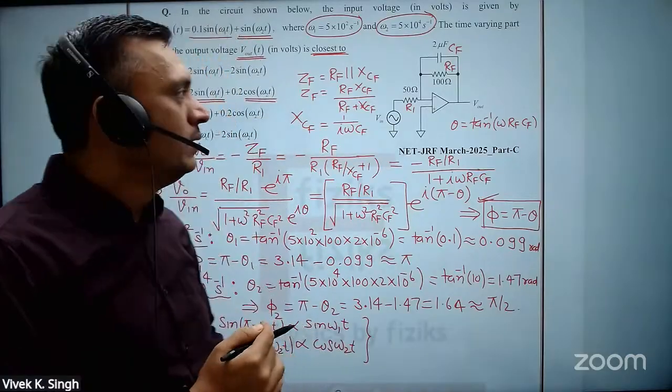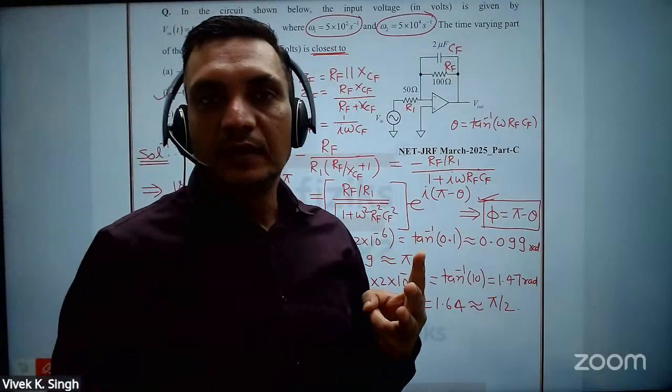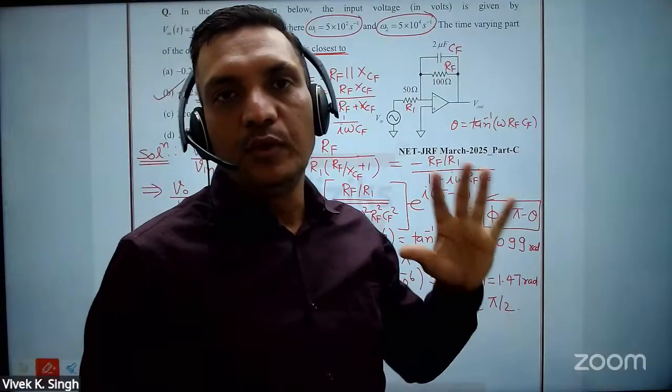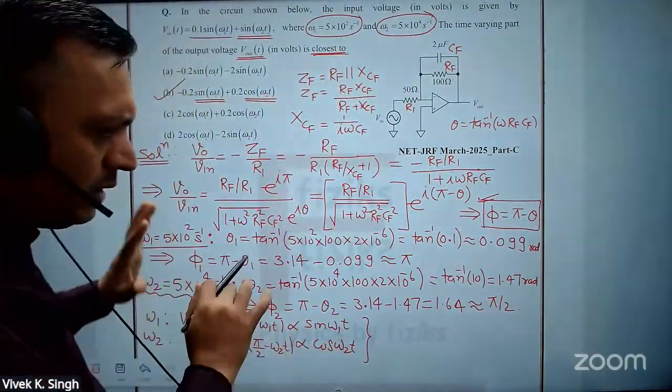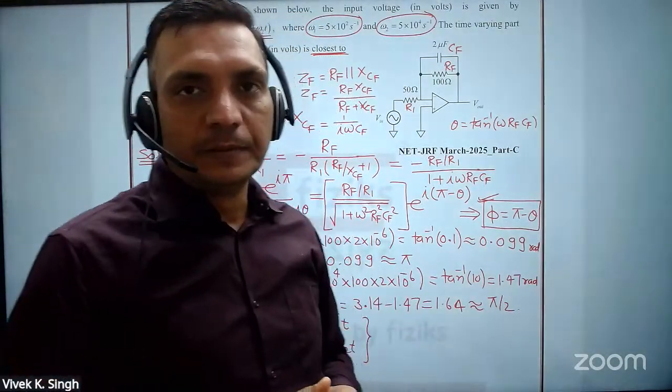Is it clear? So these are the 3 questions that have been asked in part C in the March 2025 paper. I think all these 7 questions are direct questions and you can easily solve them. Clear?